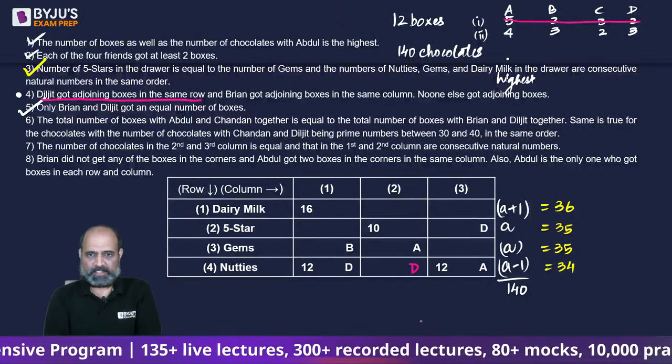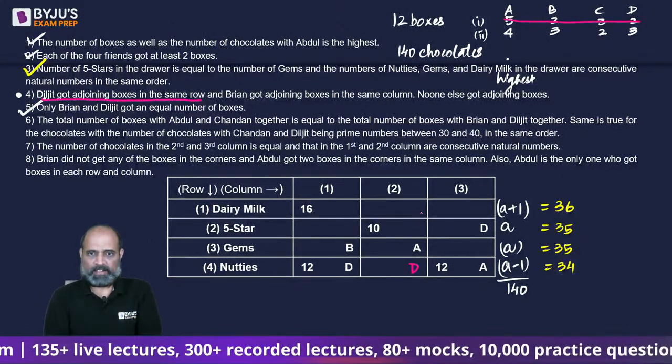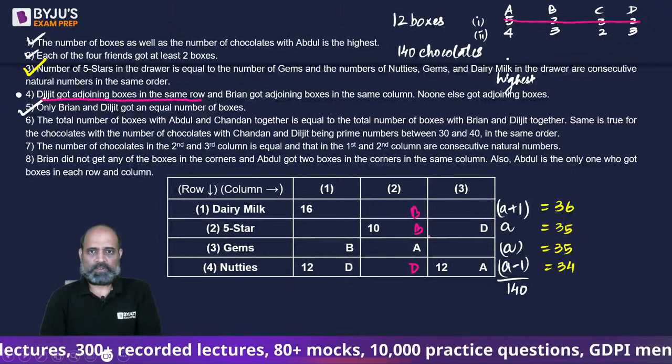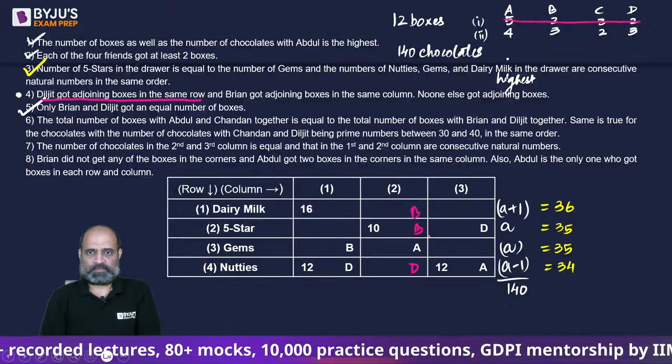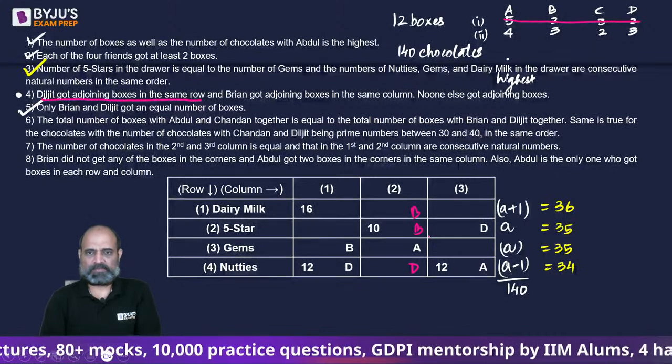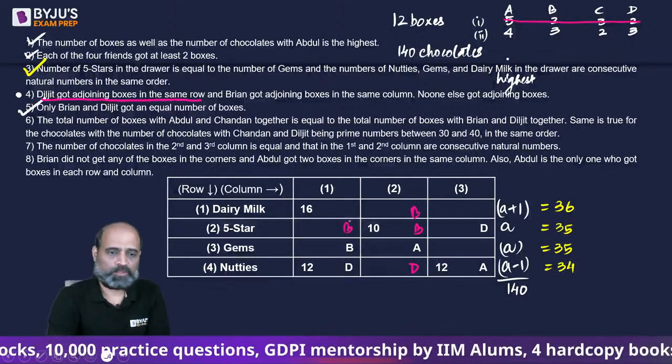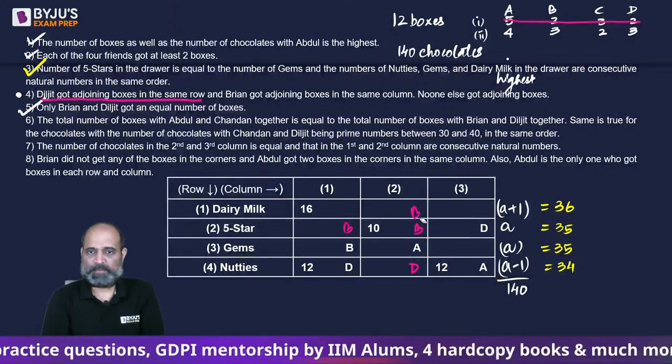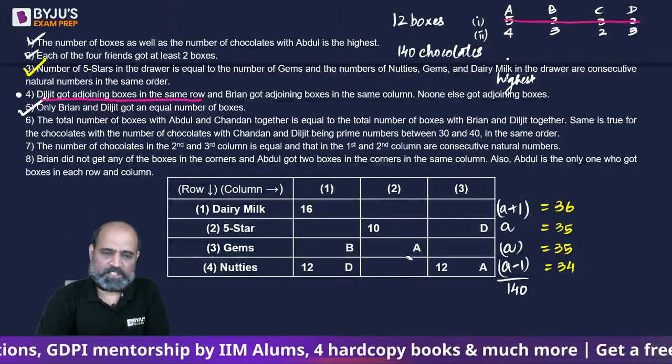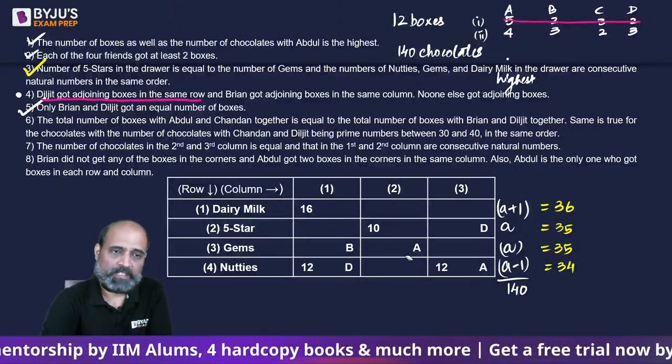Maybe D is here and maybe B is here, right? Or maybe B is here. Who knows? Okay? 3 B's and 3 D's. So there will be many cases, so let's ignore that part for now.